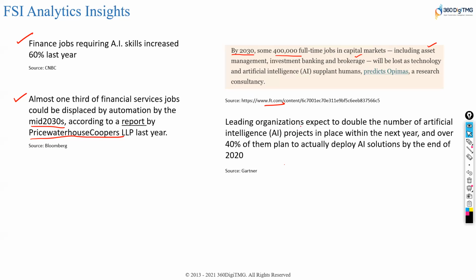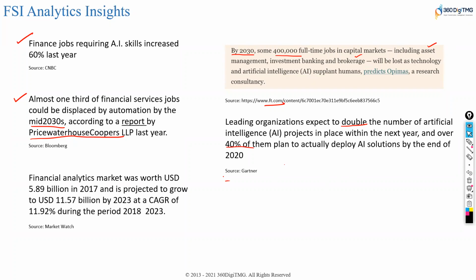Then leading organizations expect to double the number of artificial intelligence projects within the next one year, and 40% of them plan to actually deploy AI solutions by the end of 2020. That's what the prediction was, and it became a reality. This was a source from Gartner. And friends, in 2017, the financial analytics market was worth $5.89 billion, and it is going to grow to $11.57 billion by 2023, by next year. Almost 100% growth is what the world would experience, right?